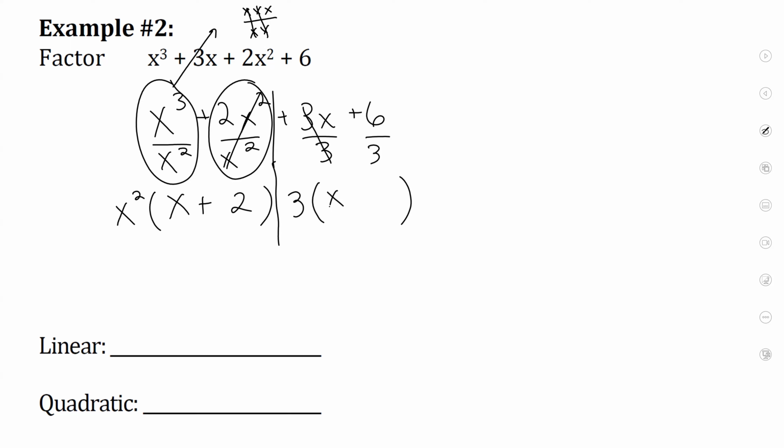What's left over is x plus, what should this be? 2, because 6 divided by 3 is 2. How do we know we did this correctly? Because they match. They both have an x plus 2 in the parentheses. So whatever matches will go in one parentheses, and whatever we factored out will go on the other parentheses.